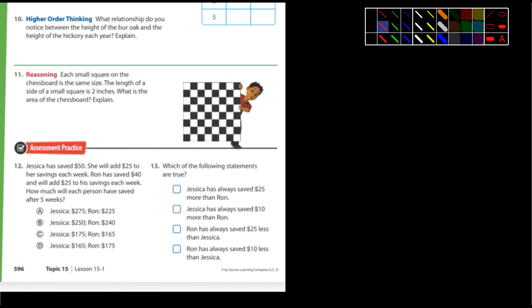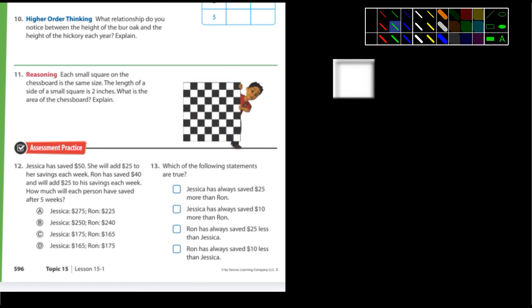11, reasoning. Each small square on the chessboard is the same size. The length of a side of a small square is 2 inches. What is the area of the chessboard? So in other words, these are squares, so all 4 are the same. So if I was to just take this little square here and expand it, and I could even actually cut one out here. I'm just going to do that. It'll be really small, but whoops. Undo. I need to do a rectangle.